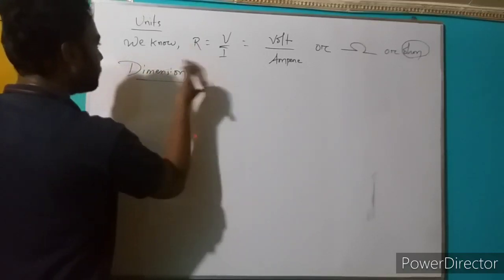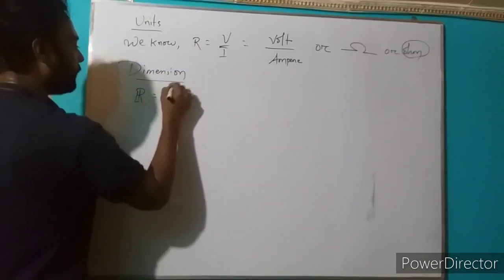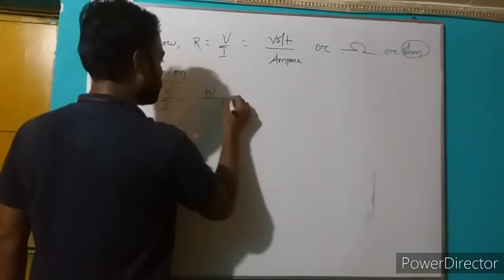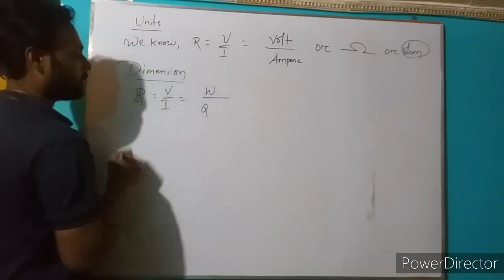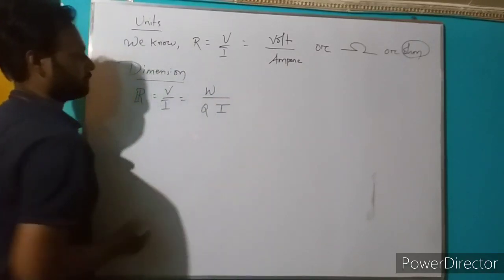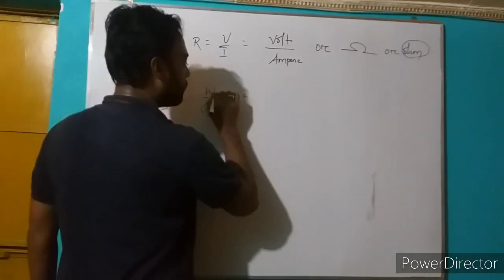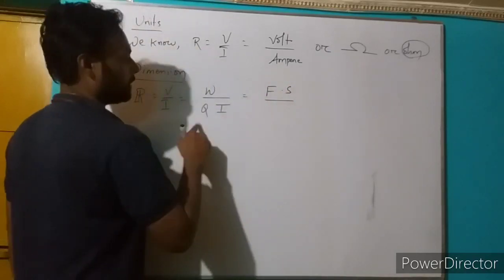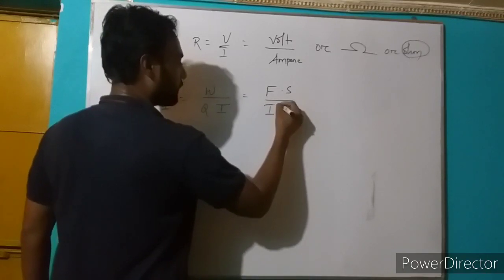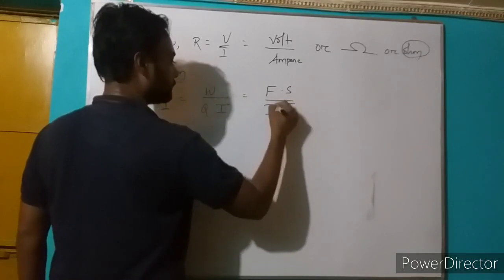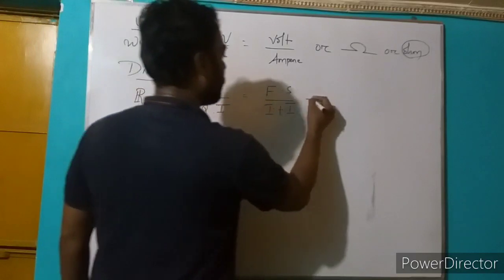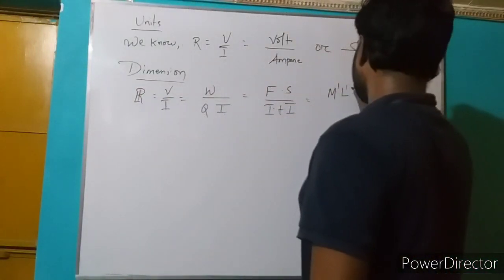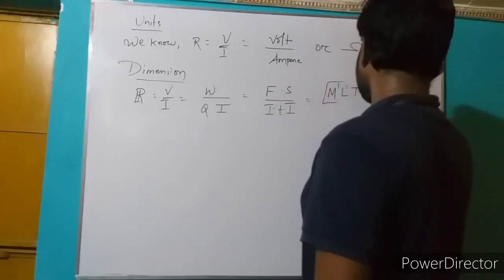Now I will define the dimension. What is the dimension of resistance? So R equal to V by I. We know V equal to W by Q, where W means work done. Work done equal to force into displacement. Q equal to IT. So force, whose dimension is M1 L1 T minus 2. This is the dimension of force.